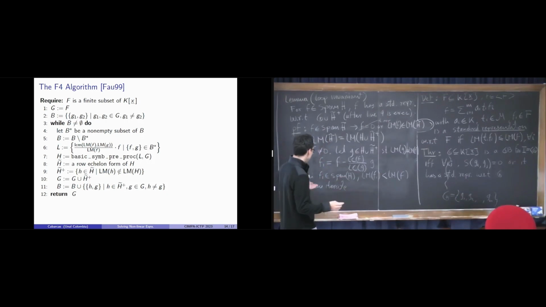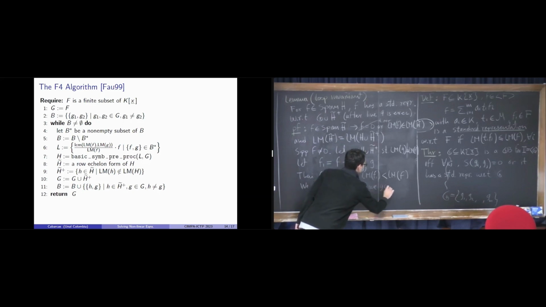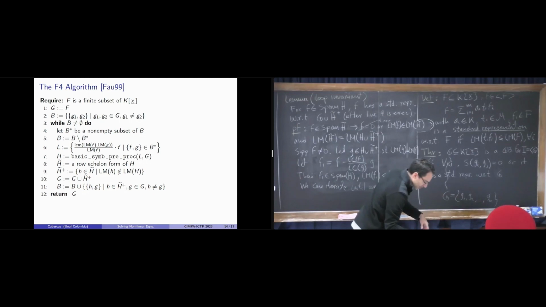We can do exactly the same, iterate, and we keep reducing and reducing, but this cannot go forever because the leading monomial is reducing and the order is a well ordering, so it's going to end at some point. So at the end, we get an expression for f in terms of these g's that belong to H union H tilde plus.